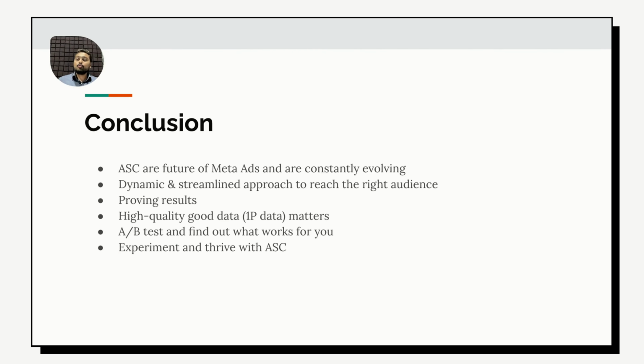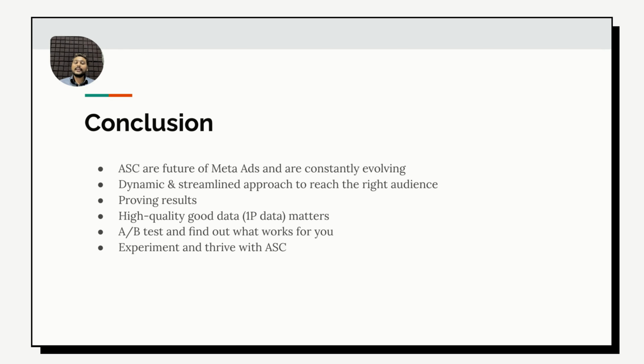Next, to conclude, one thing is for sure, advantage shopping campaigns are here for a long time. They are not going to go anywhere. So use these advantage shopping campaigns in your digital marketing strategy, because it offers a holistic approach, combining both retargeting and prospecting in one single campaign. Despite the initial skepticism on if they'll work or not, the results speak volumes. You have seen the results for yourself. With advantage shopping campaigns, people are seeing 4x higher conversion rates.